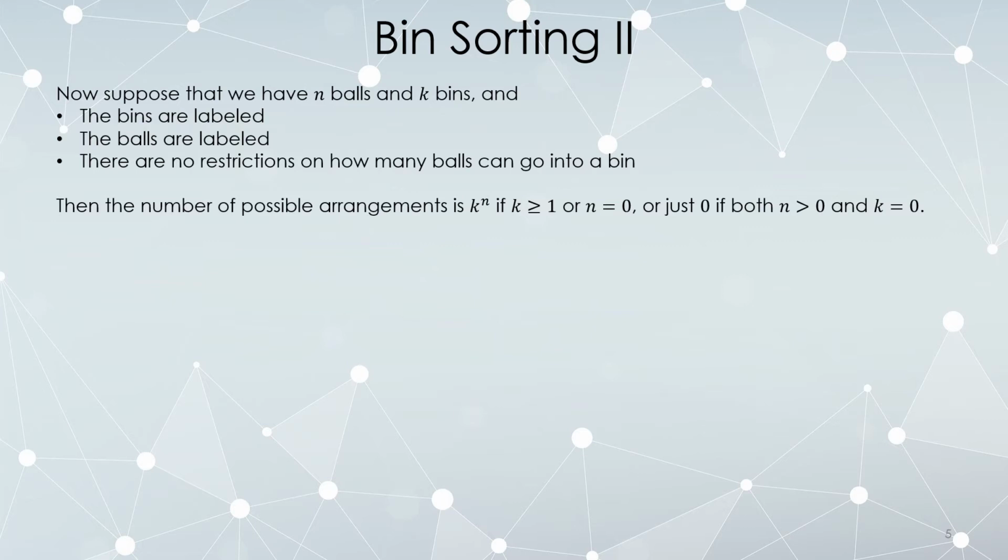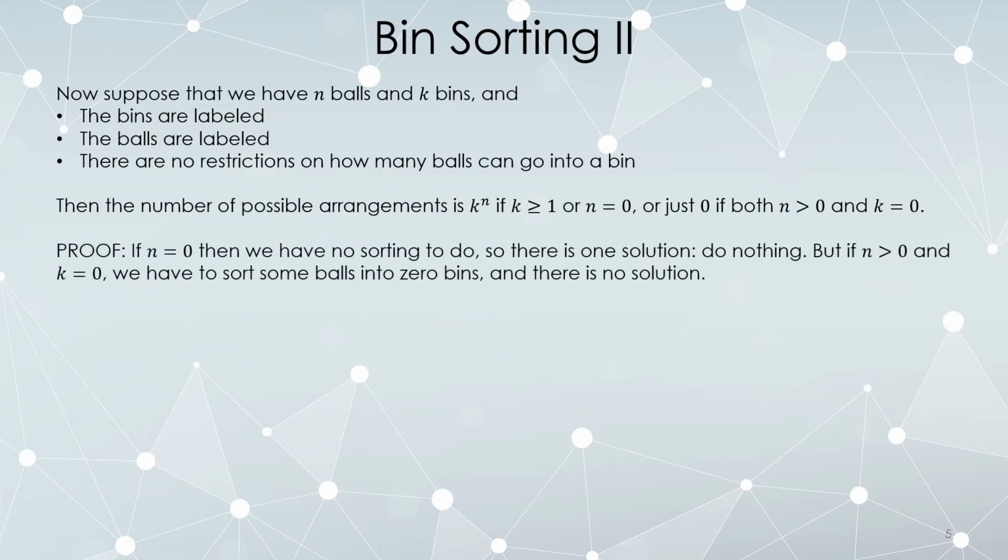But if n is positive and k is 0, the result is 0. So as a proof, let's take a look at these extreme cases. If n is 0, the number of balls is 0, there's actually nothing to do. Regardless of whether there are bins or not, we can successfully sort 0 balls into bins by simply doing nothing, and that's the only thing we can do. So there's one solution if n is 0.